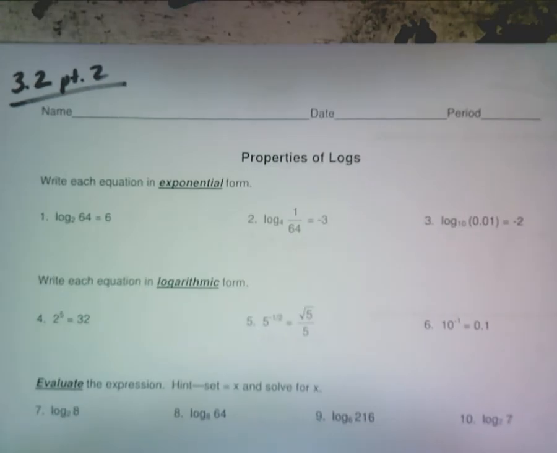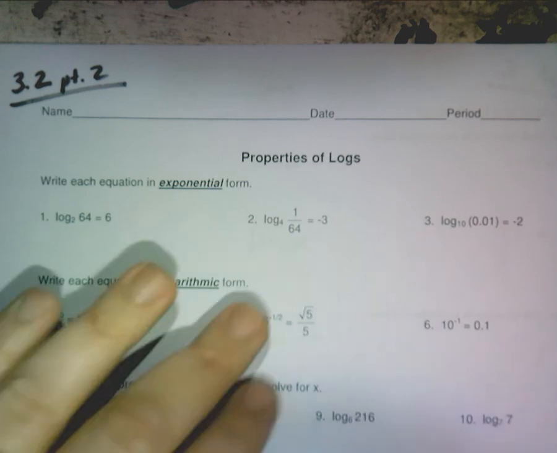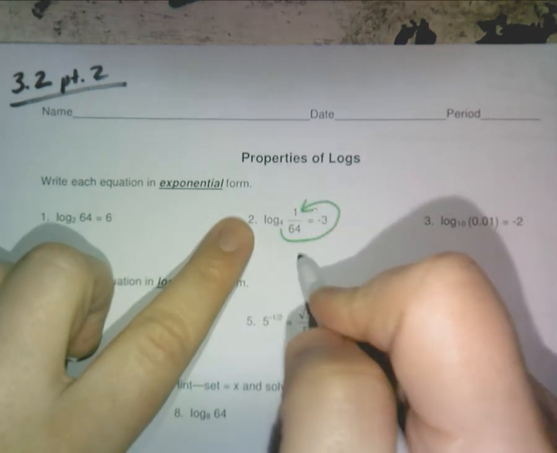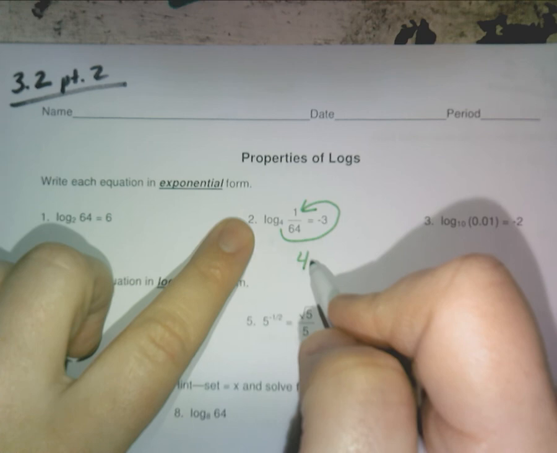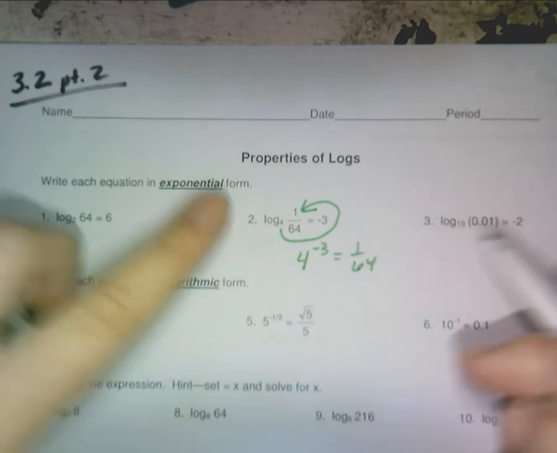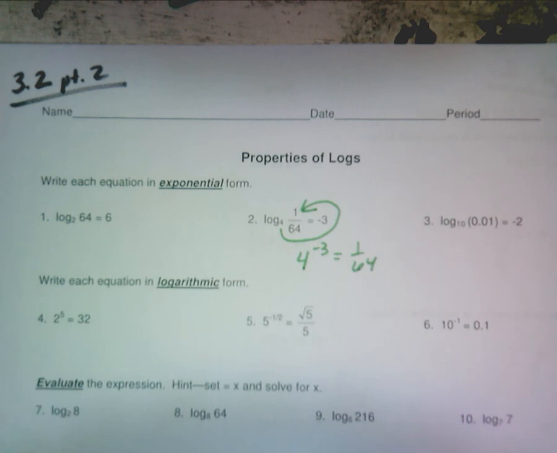One through 6. We're zooping. That's all we're doing. Zoop. Okay, so let's just do 2 together right now. Write it in exponential form. Zoop. 4 to the -3 equals. You're done. That's not hard.